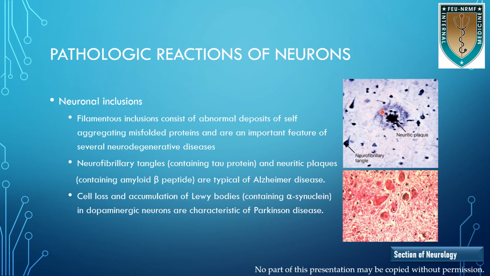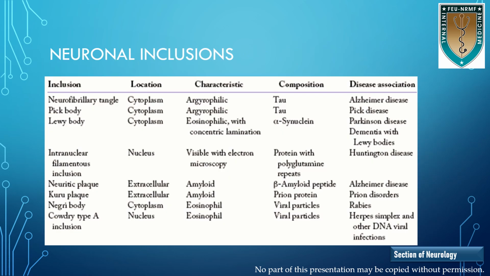Cell loss and accumulation of Lewy bodies, which contain alpha-synuclein in dopaminergic neurons, are characteristic of Parkinson disease. Here is a table lifted from your book. This shows the other neuronal inclusions that can be seen specifically in certain diseases.